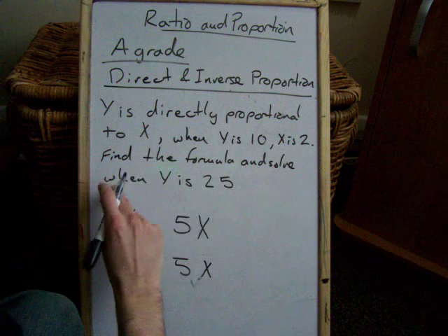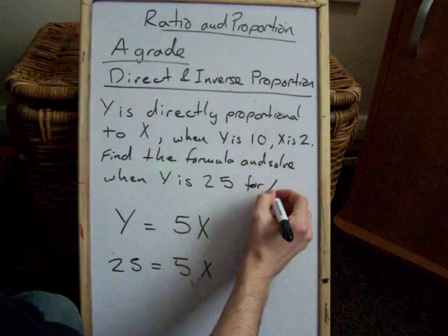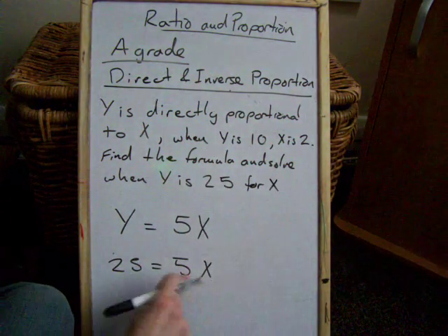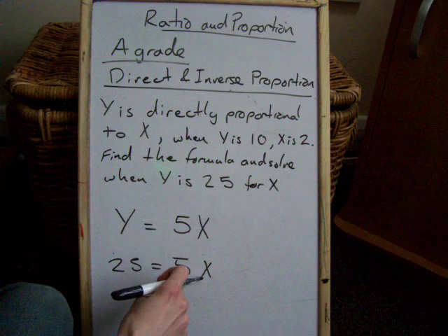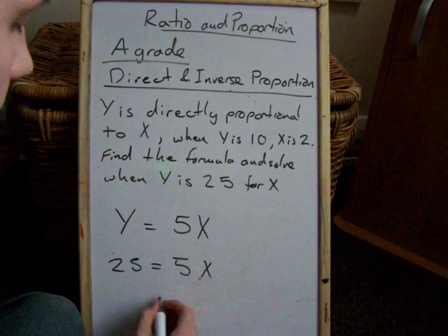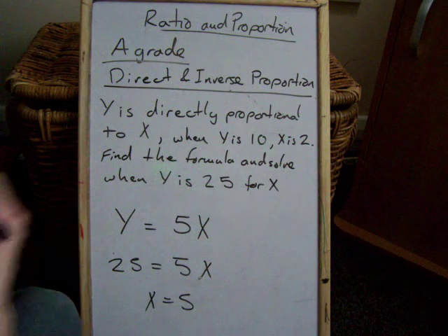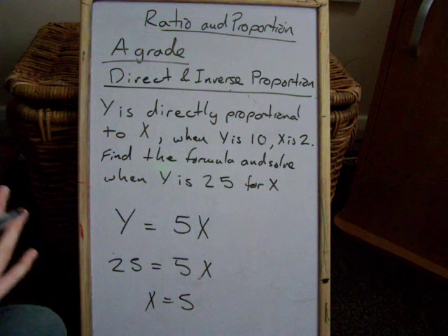Solve when y equals 25, 5x, should I say. So you're looking for what x is going to be. x needs to be, in this case, 5, because 5 times 5 equals 25. So x equals 5. That's a very quick example of it.